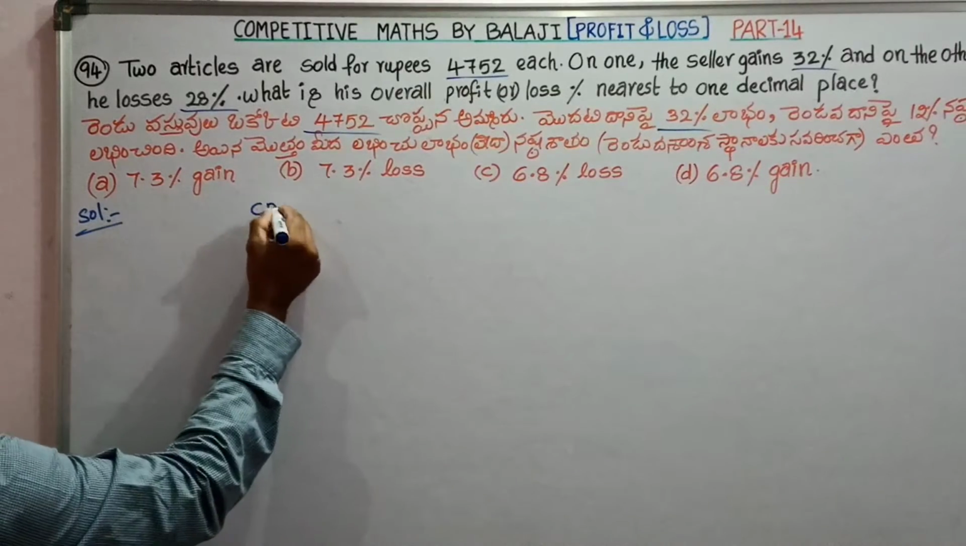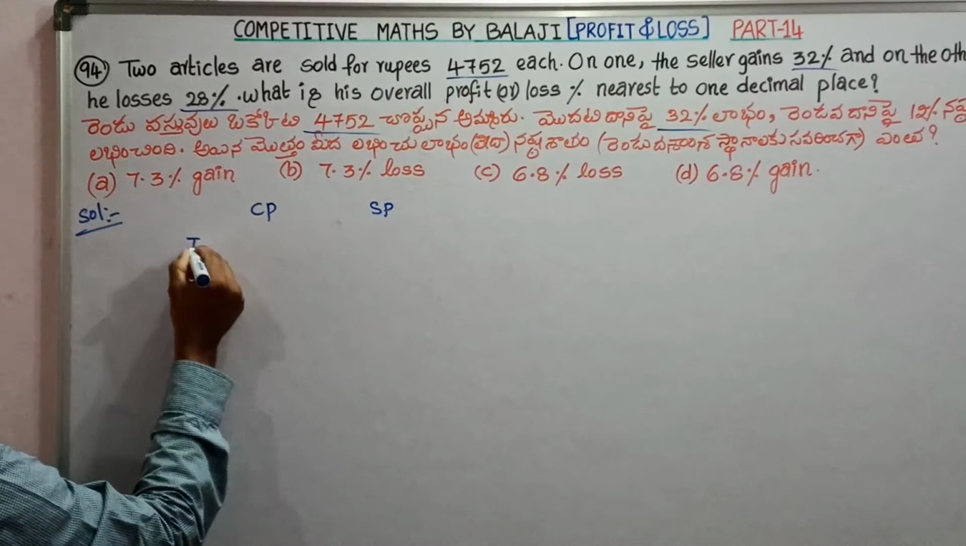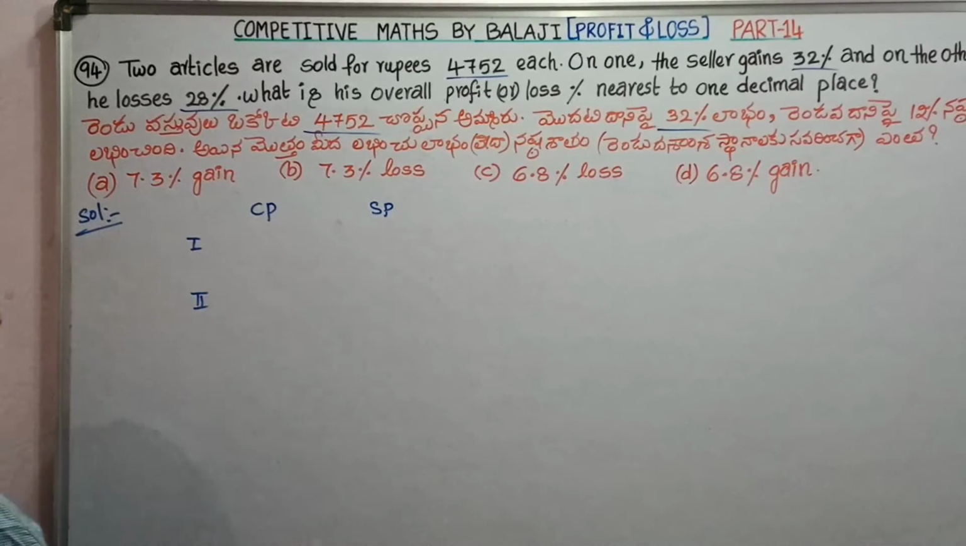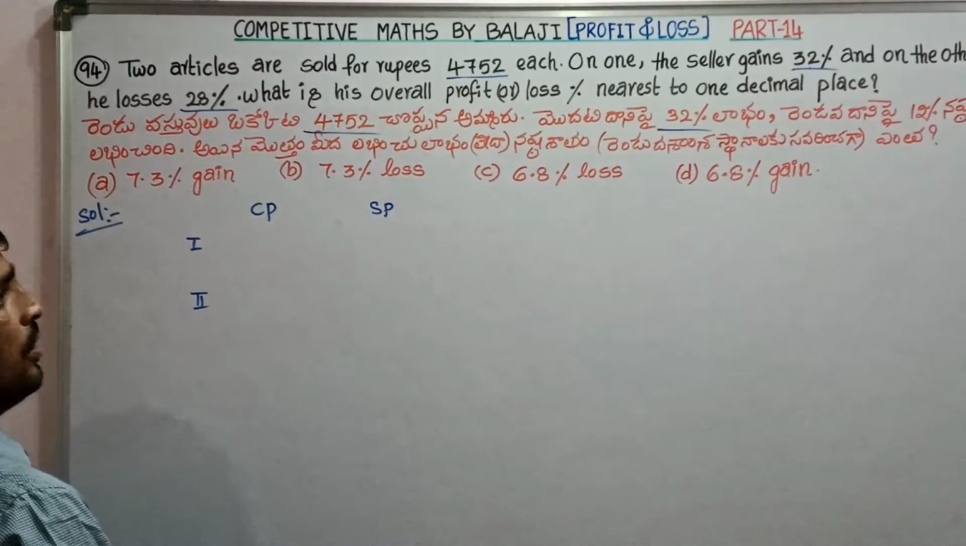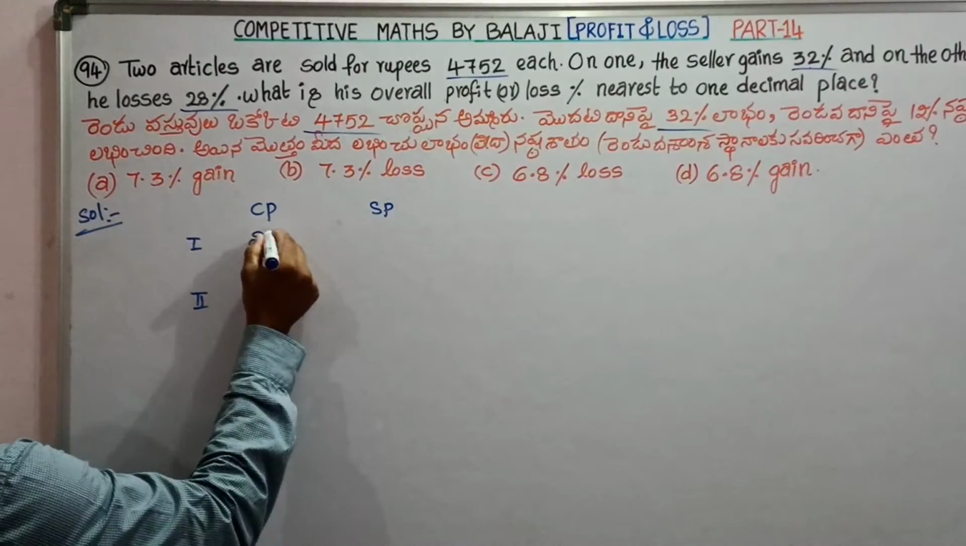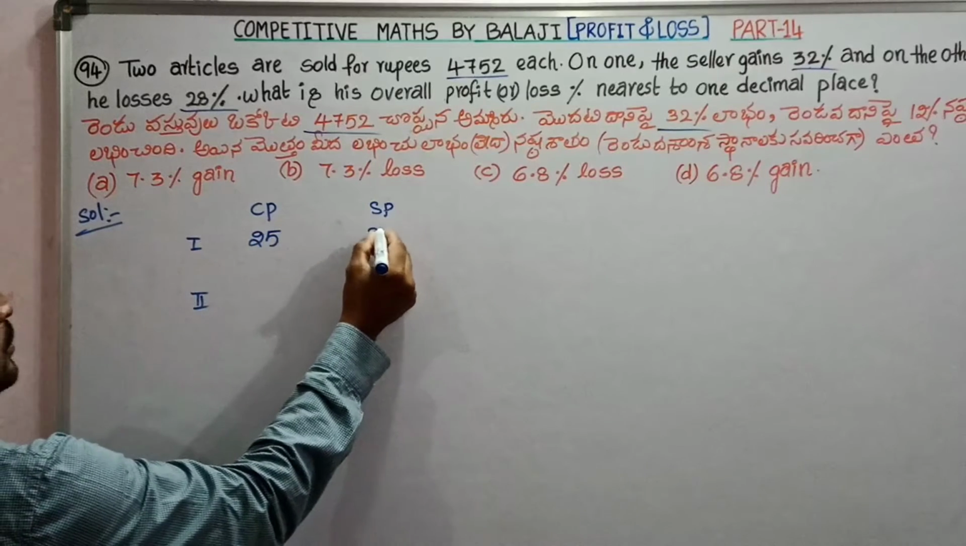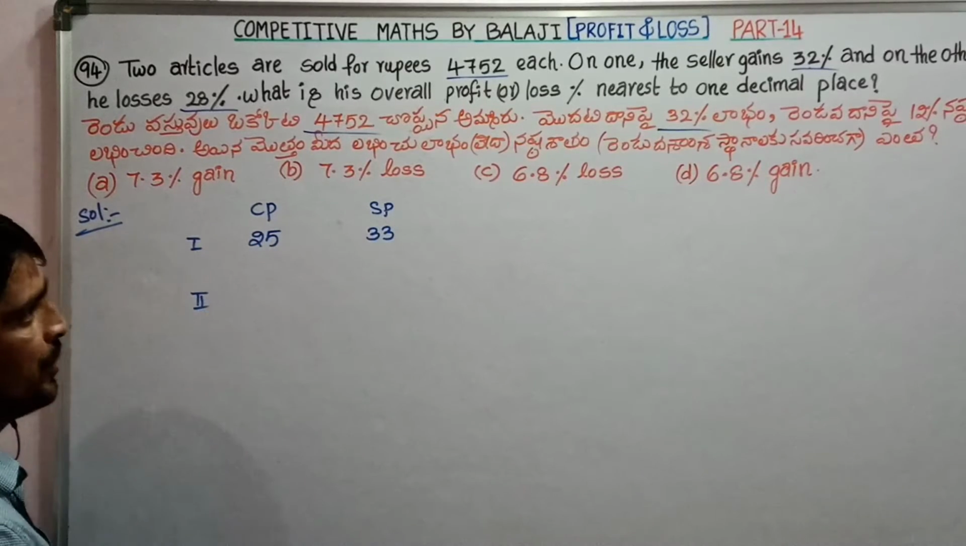Yes, consider the cost price and selling price of the first and second article. On the first article, there is a 32% profit. The fraction value of 32% is 8 by 25. That means 25 is the cost price, then there is a profit of 8 units, so SP is 33 units.